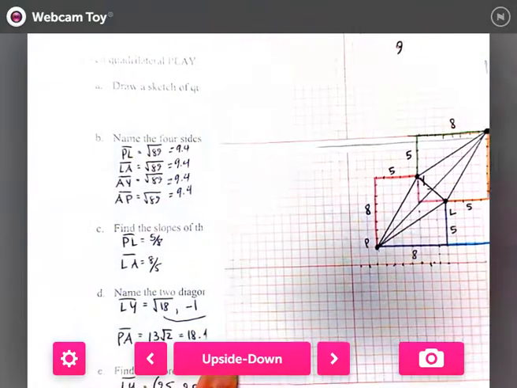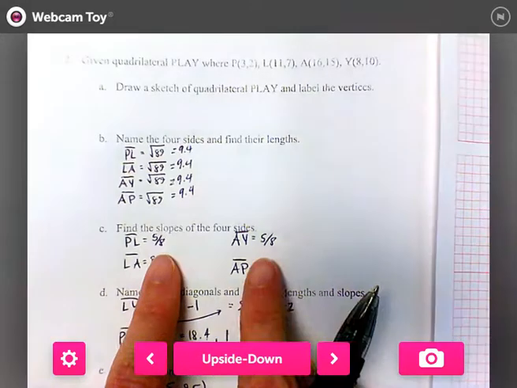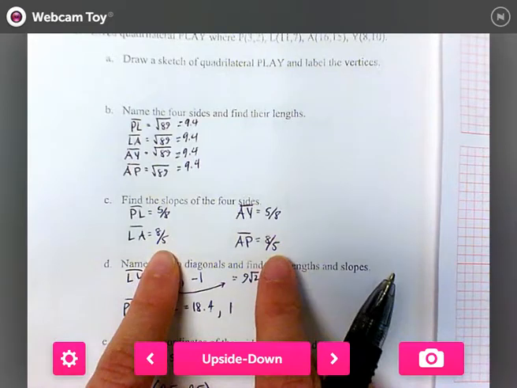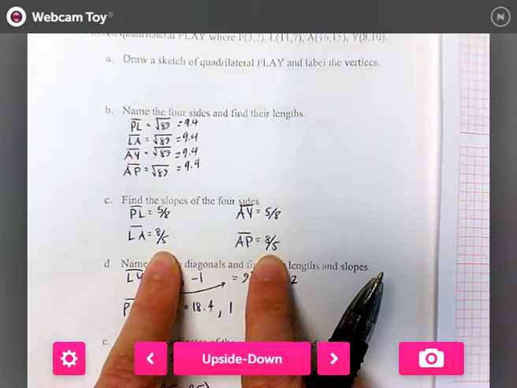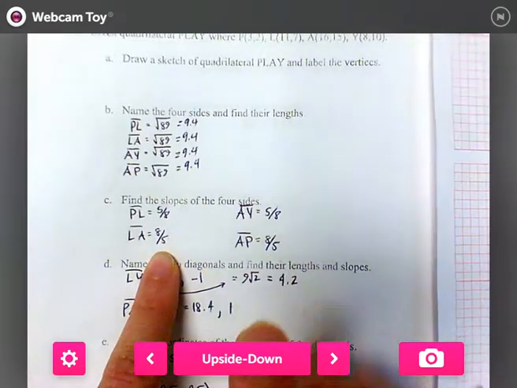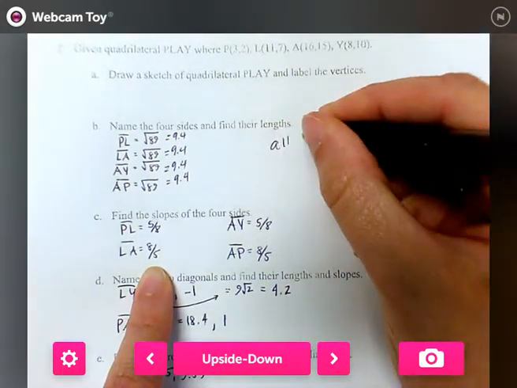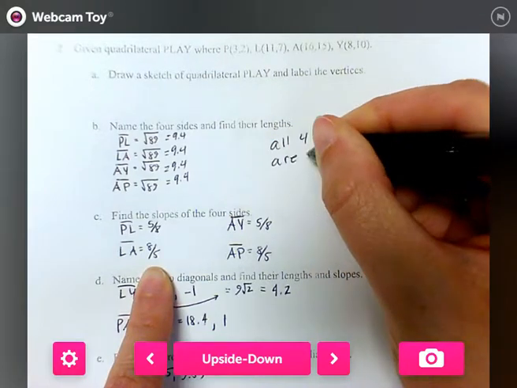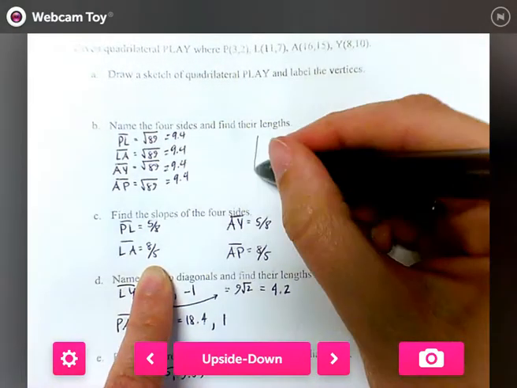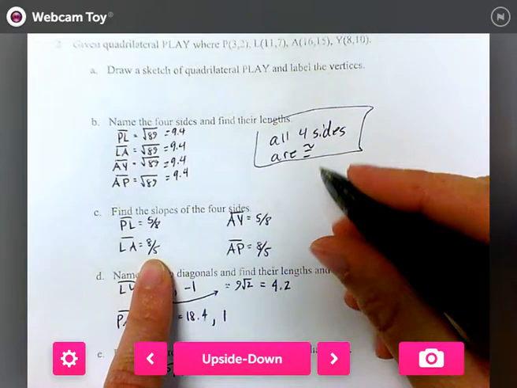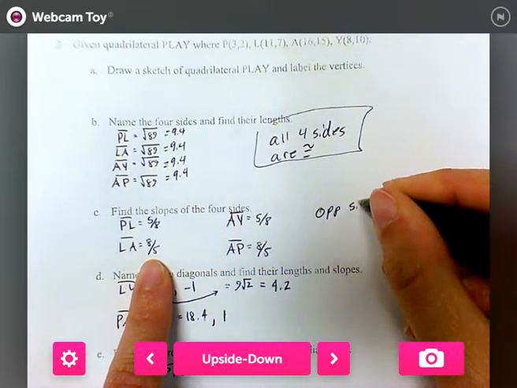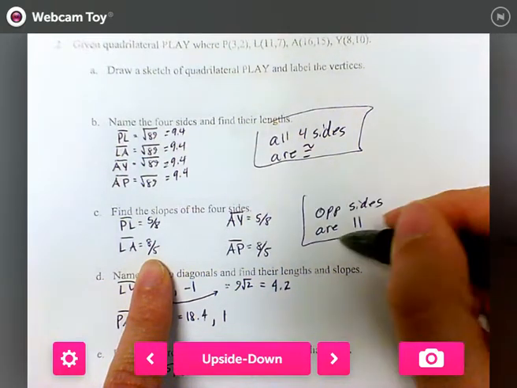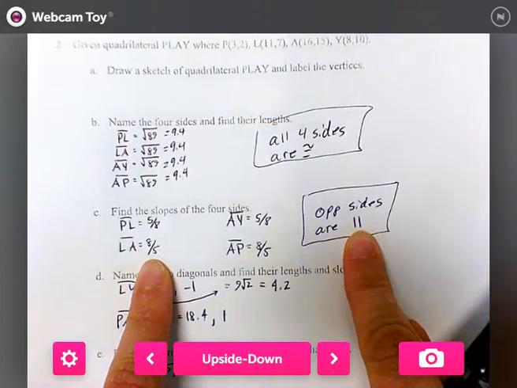Then we found the slopes of all of them. PL and AY are both 5 over 8. LA and AP are both 8 over 5. So right here, all 4 sides are congruent. Number 3, opposite sides are parallel. Remember the little symbol, when it looks like 11, it really means parallel sides.